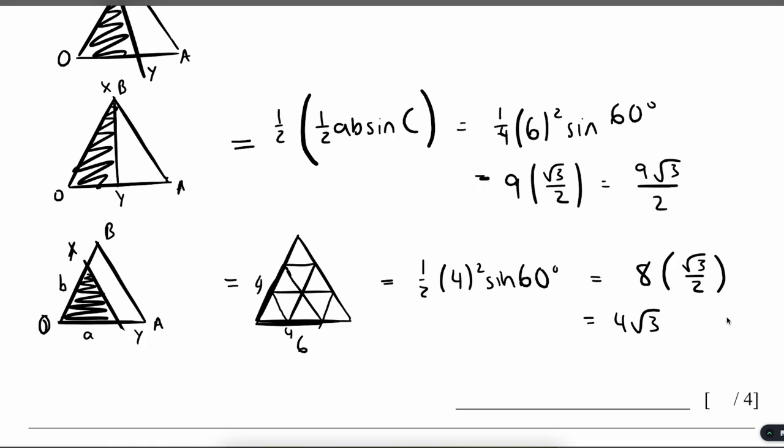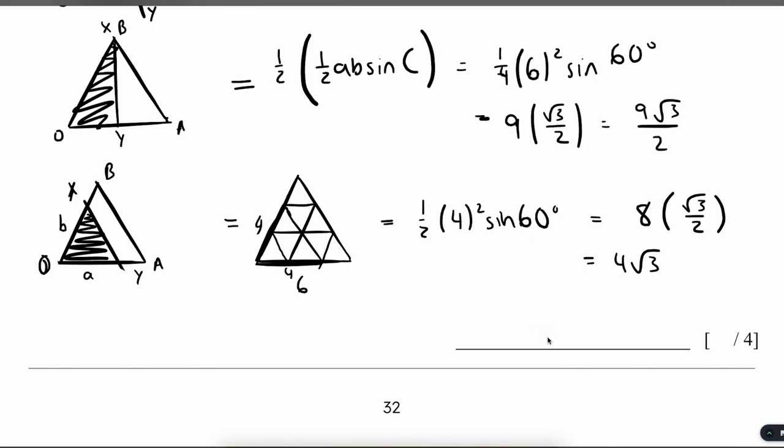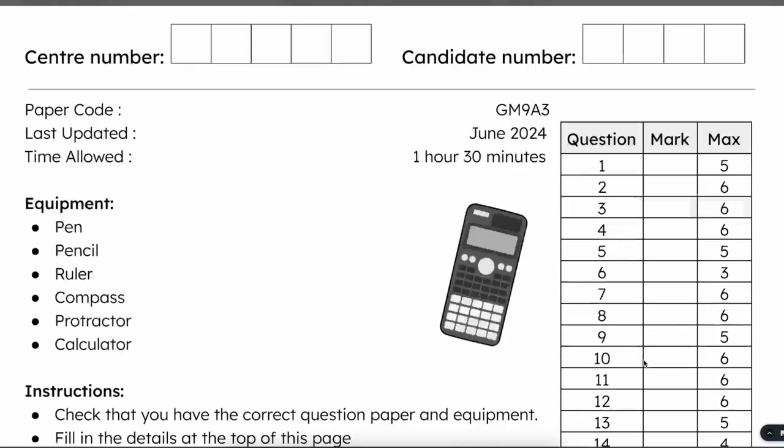So the question is, which is smaller, 9 over 2 root 3 or 4 root 3? If we ignore the root 3, because that's the same on both sides, then we can see that 4 is going to be smaller than 9 over 2. So our answer is the smallest possible area of OXY is 4 root 3. Okay, that's the end of paper 2. Let's move on to paper 3.